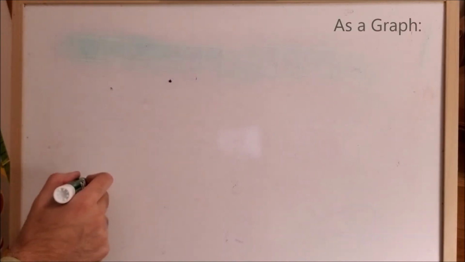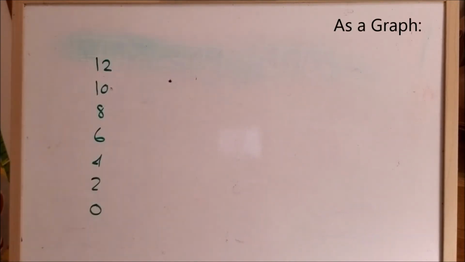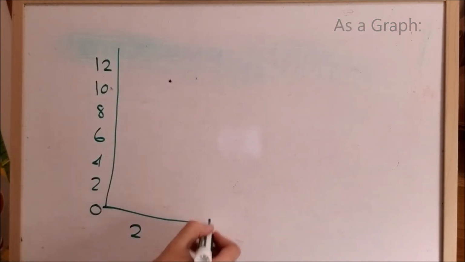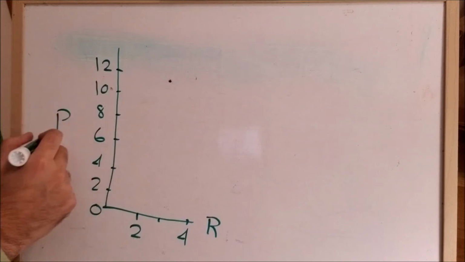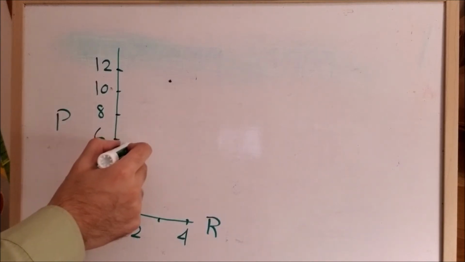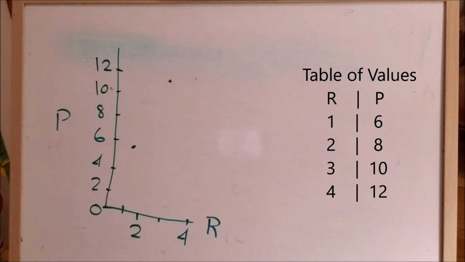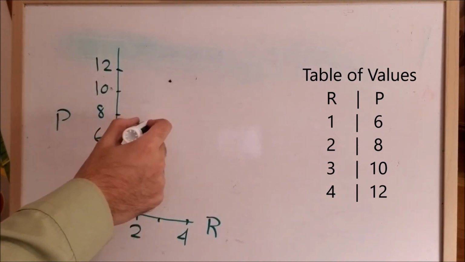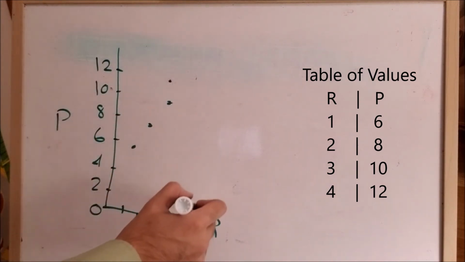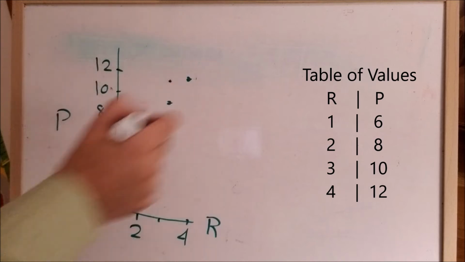Now, the main thing of linear relations is that we should be able to represent our data as a graph, and that's probably the most useful part. So we put every single piece of information that was in the first column of our table on the bottom of our graph, that's where R is, and all the other points go on the vertical axis, that's where P is on the left side. And we use our table of values, it's kind of like Battleship, to plot each of these points. So at 1 I should have a 6, 2 on the x-axis I should have an 8, 3, 10, 4, 12.